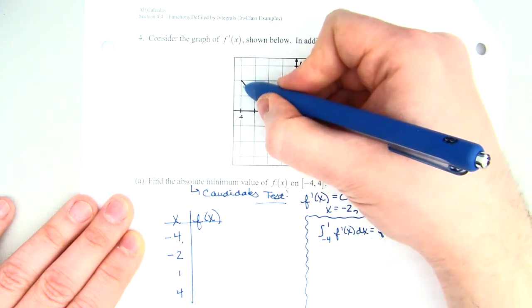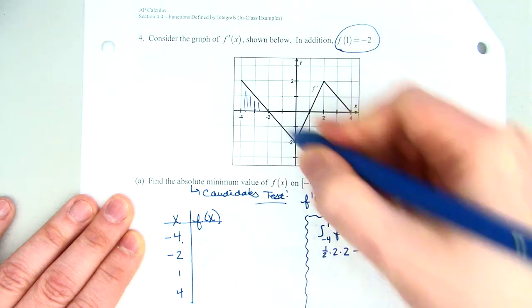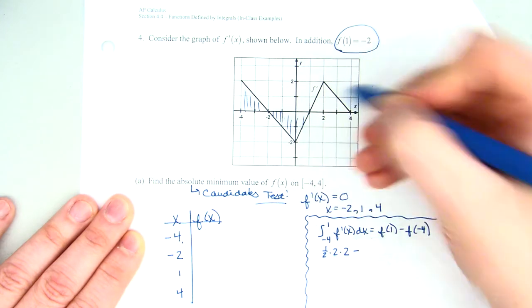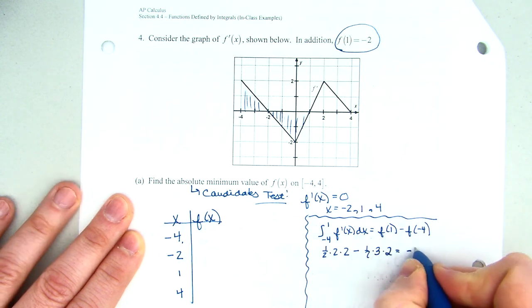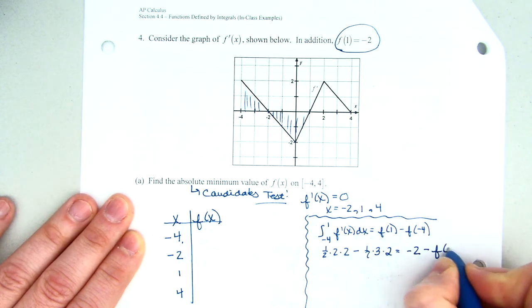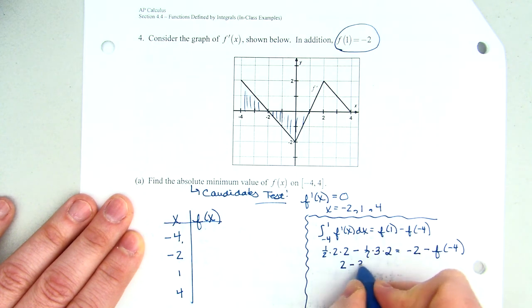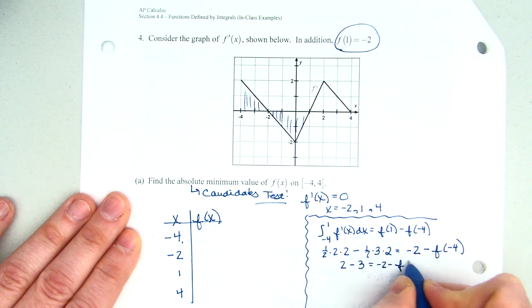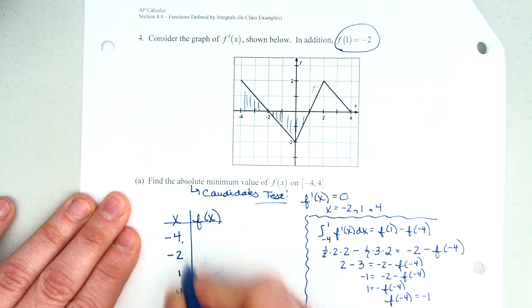Let's see here. I have a triangle above the x-axis, 1/2 times 2 times 2, minus triangle below the x-axis, 1/2 times 3 times 2. That's going to equal f of 1, that's negative 2, minus f of negative 4. Okay, 2 minus 3 equals negative 2 minus f of negative 4. Negative 1 equals negative 2 minus f of negative 4. Add 2 to both sides. 1 equals negative f of negative 4. F of negative 4 is negative 1.